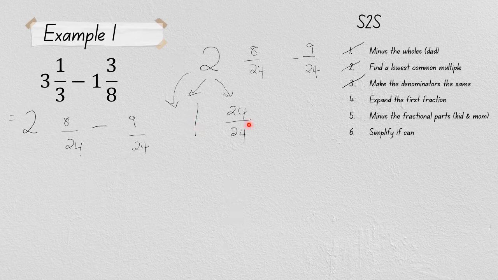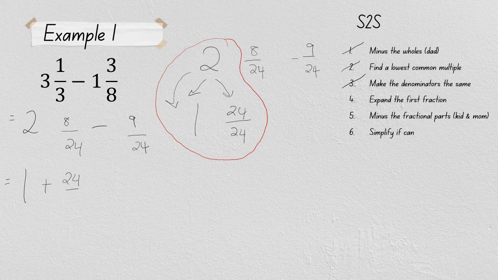So this still makes up 2 wholes because 1 whole plus 1 whole gives us 2 wholes. So we have changed this part into a fraction. Now from the 2 wholes, we have 1 whole plus 24 out of 24. Okay, this is the part right here.